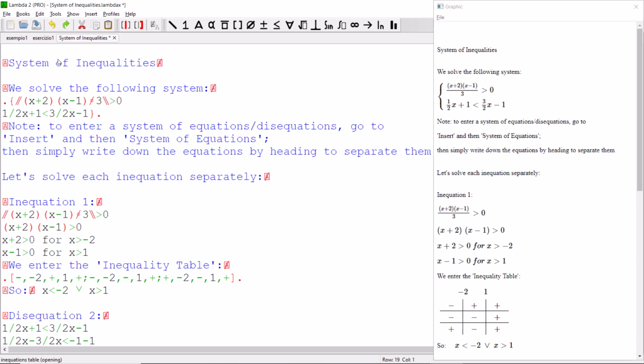Open inequalities table: columns separated by −2 and 1, with the sign rows for x + 2, x − 1 and the product. So, x < −2 or x > 1.